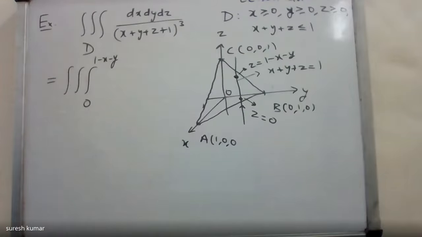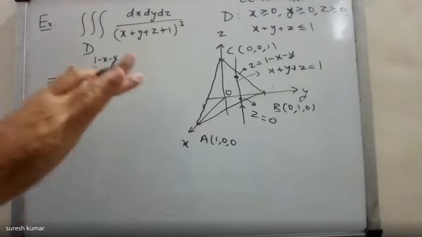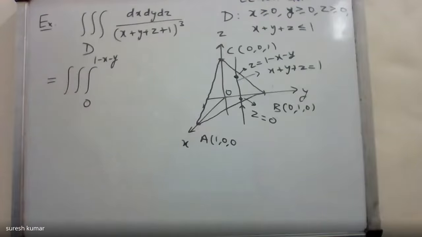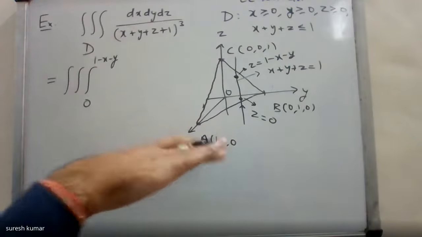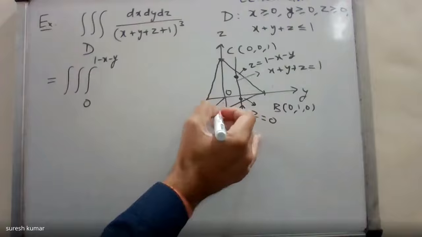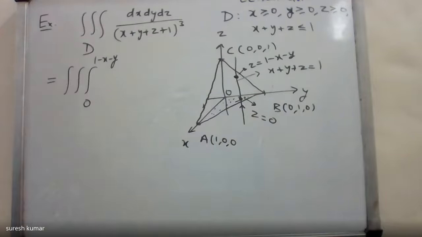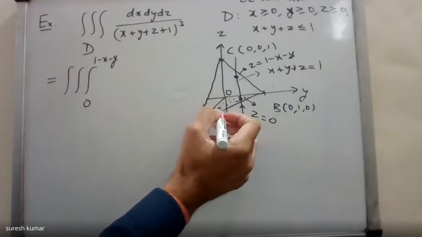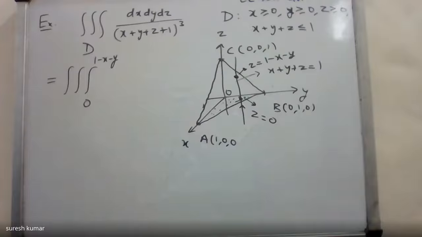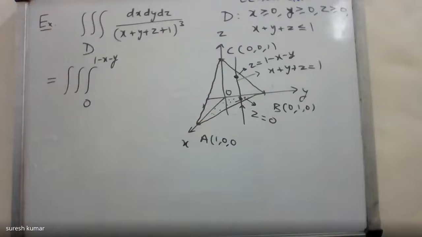Now, how to find xy limits? For xy limits, project your 3D region into xy plane. What is the projection of this 3D region into xy plane? Can you imagine? In fact, this base triangle. In this base triangle, what is the variation of x and y? Now it is a 2D region, so you can apply the same approach as you did in double integrals.